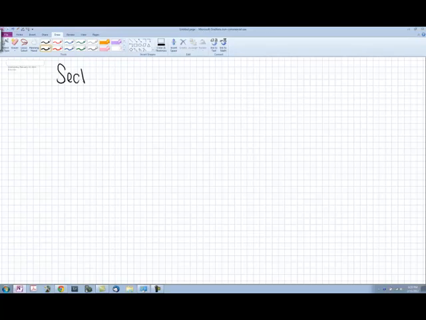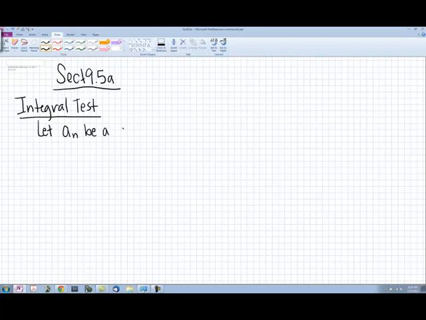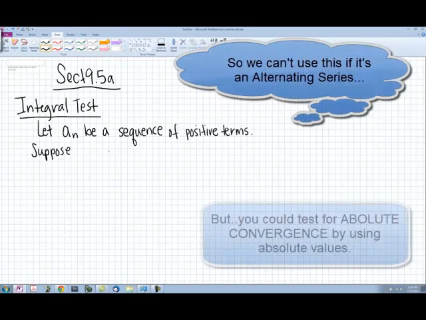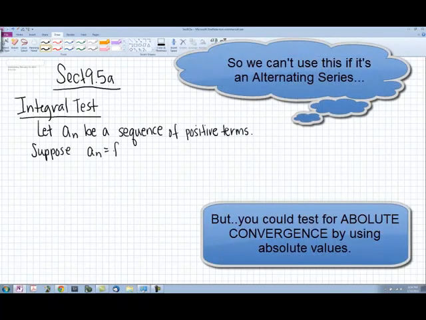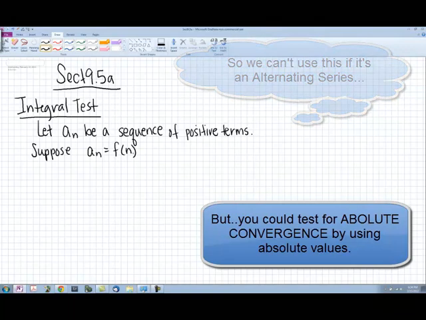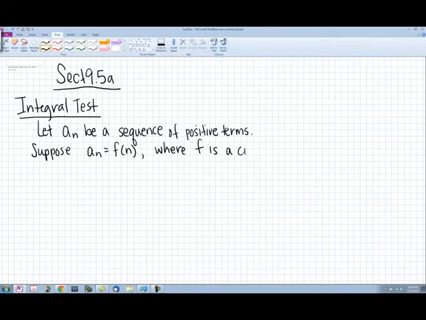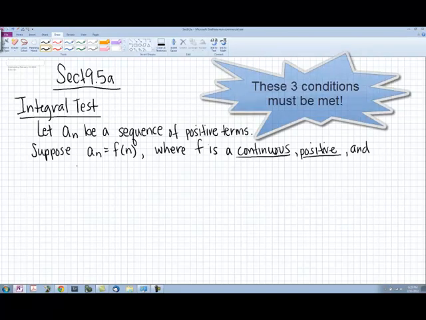Okay, we're going to learn two new tests today in section 9.5a. The first one we're going to do is called the integral test. First of all, we have to let our general nth term, a sub n, be a sequence of positive terms. So let's suppose a sub n is going to equal our function f, where f is a continuous, positive, and decreasing function.